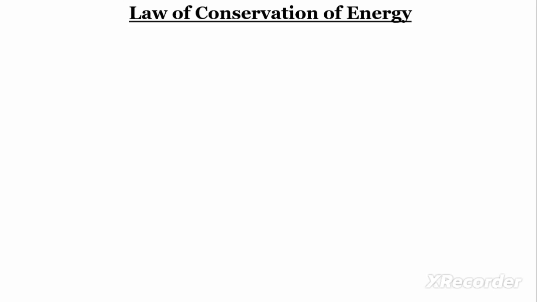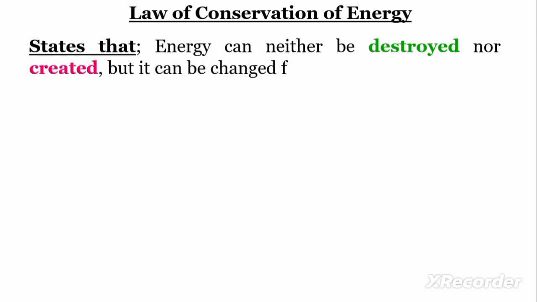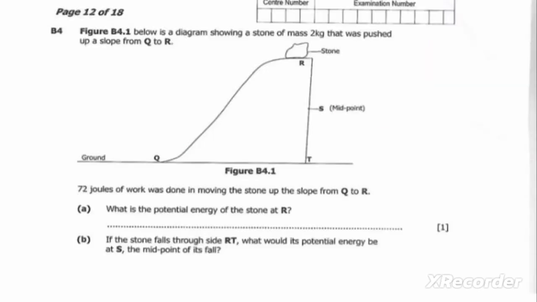Here we are going to apply the conservation of energy. Conservation of energy states that energy can neither be destroyed nor created, but it can be changed from one form to another. So remember, work is measured in joules. Energy is also measured in joules. Since we have 72 joules here, this 72 joules is the potential energy. So our answer is 72 joules.